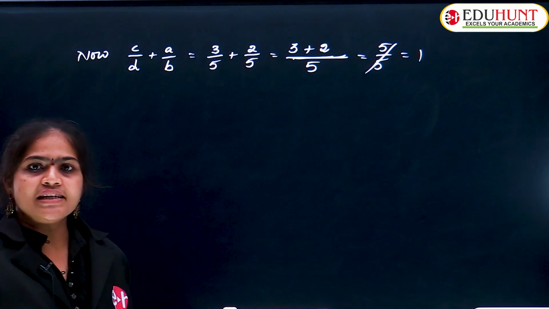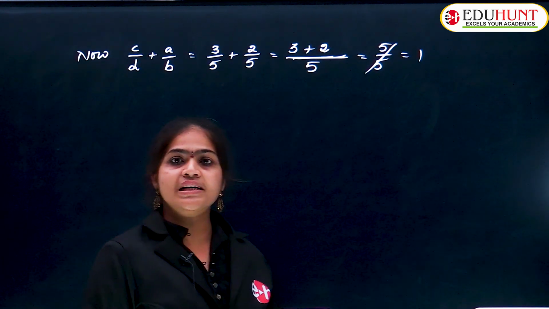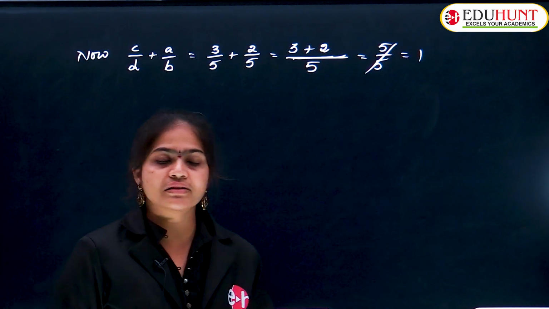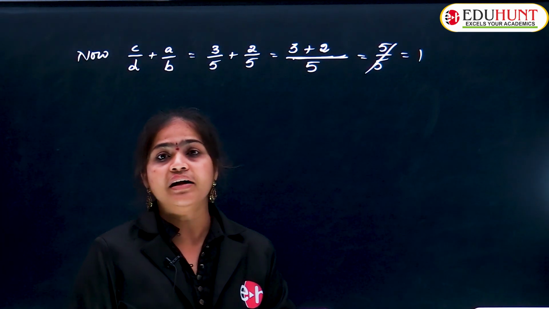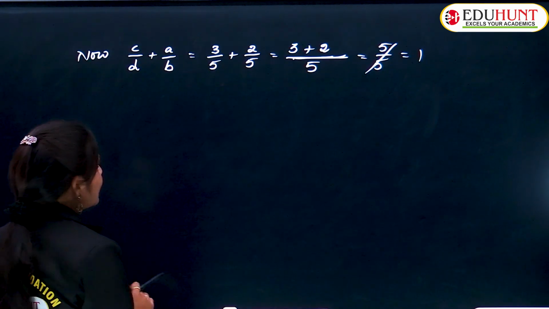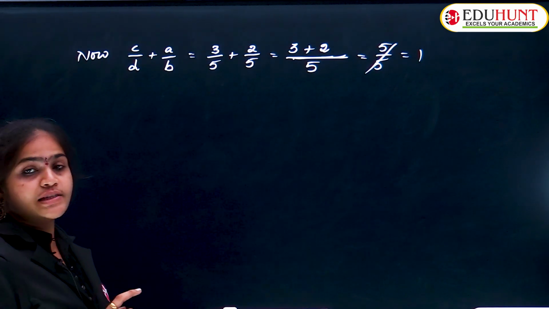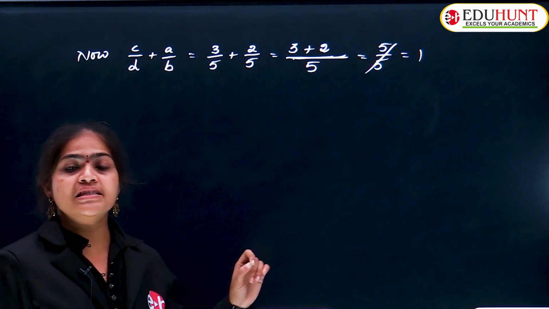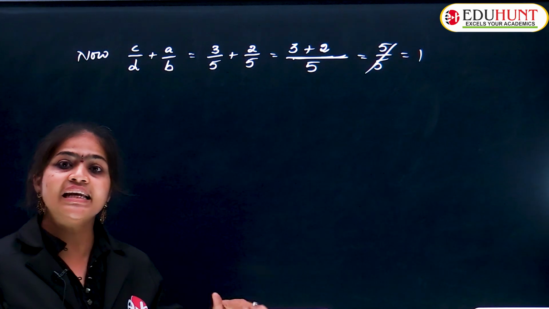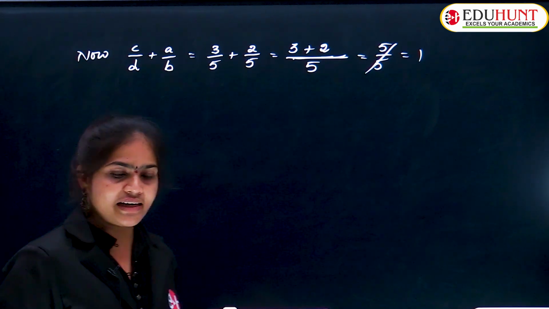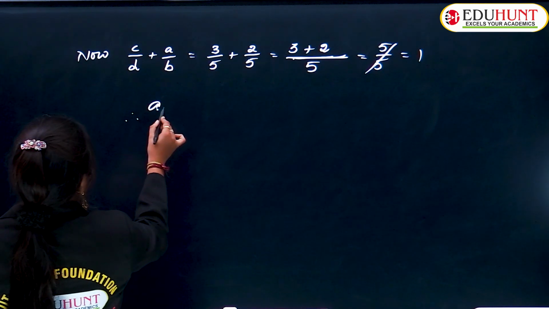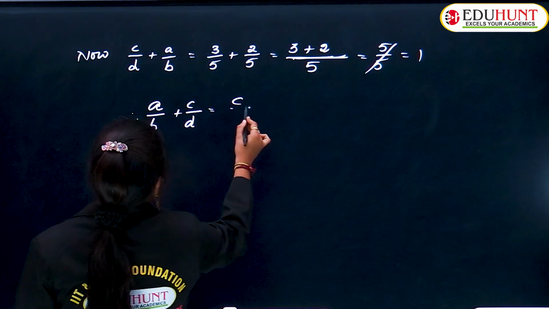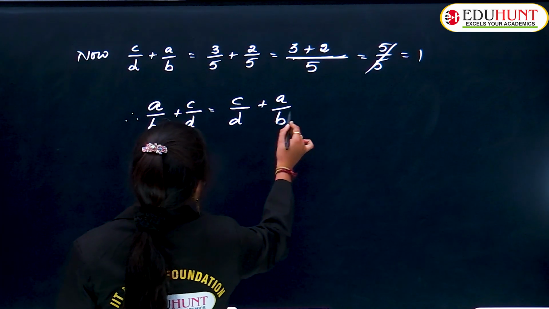As per this, what we can understand here: if you add any two numbers in any order, then again you will get the same result. Okay, that's why we will say that rational numbers are commutative under addition. In the same way we will call this the order property also. Why? Because while adding any two numbers in any order, you will get the same result. That's why A by B plus C by D is equal to C by D plus A by B, which is equal to 1.